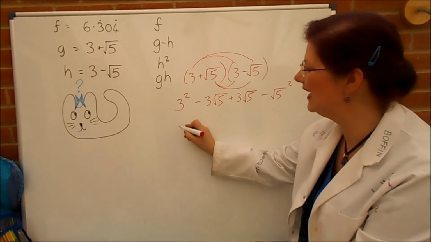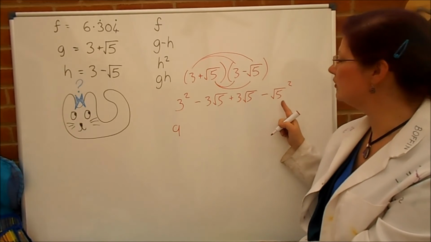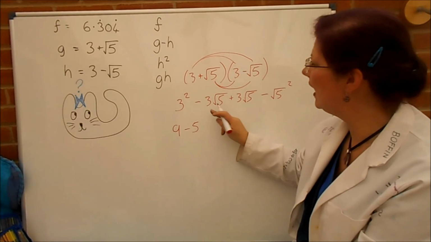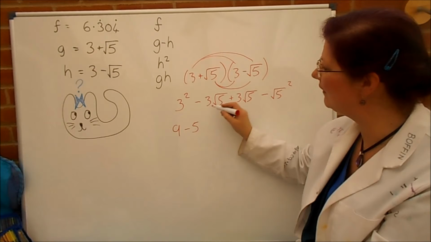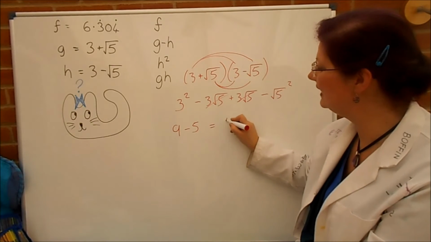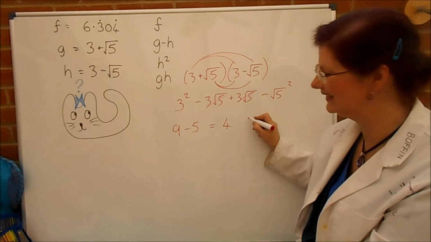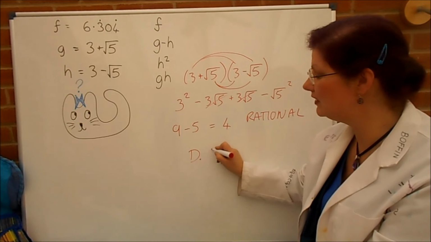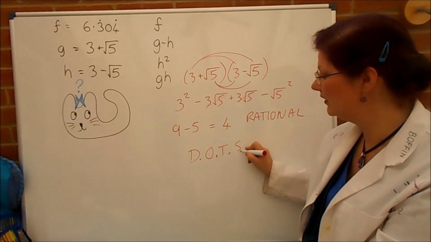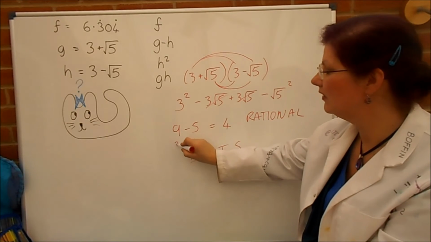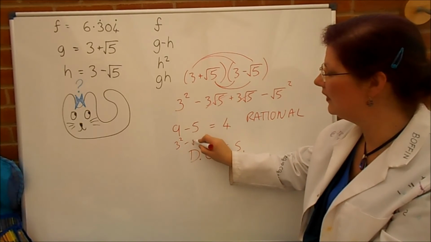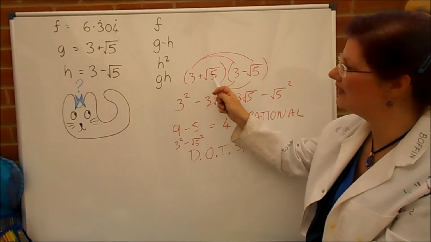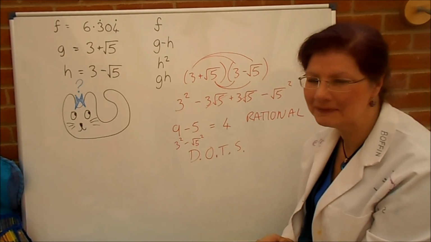3 squared, that's 9, minus root 5 squared. Root 5 squared is 5, so that's minus 5. And then we've got a minus 3 root 5 plus 3 root 5. They cancel out, and the answer is 4. Rational. Ta-da! Hopefully you might recognise this one as a difference of 2 squares. That is 3 squared. There's your difference. And that is root 5 squared, because we had that there. So that squared and that squared. Difference of 2 squares. Standard result.